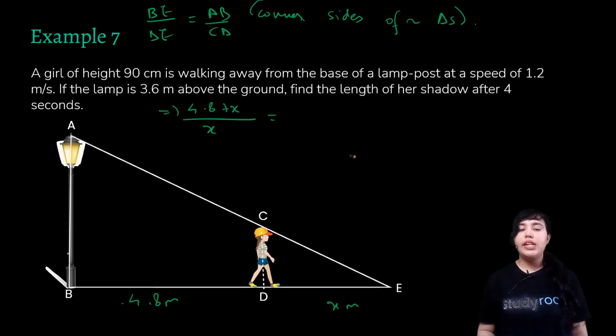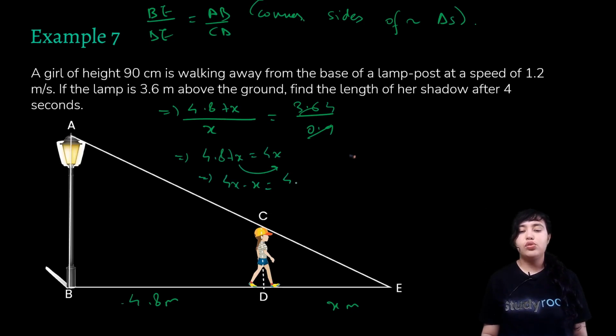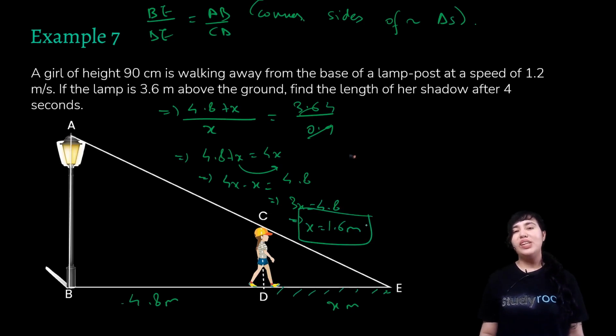Then AB is the height of this lamppost, which we know is 3.6, and the height of this girl is CD, which we found out to be 0.9 meter. So this becomes 4. If you do cross multiplication, you'll get 4.8 plus x is equal to 4x. If you bring this x over here, it becomes 4x minus x is equal to 4.8, which means 3x is equal to 4.8 and x is equal to 1.6, the unit being meters. So the shadow of this girl would have a length of 1.6 meters.